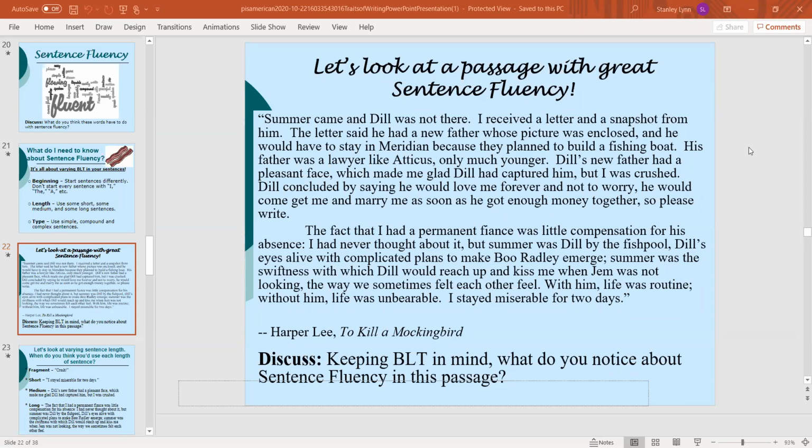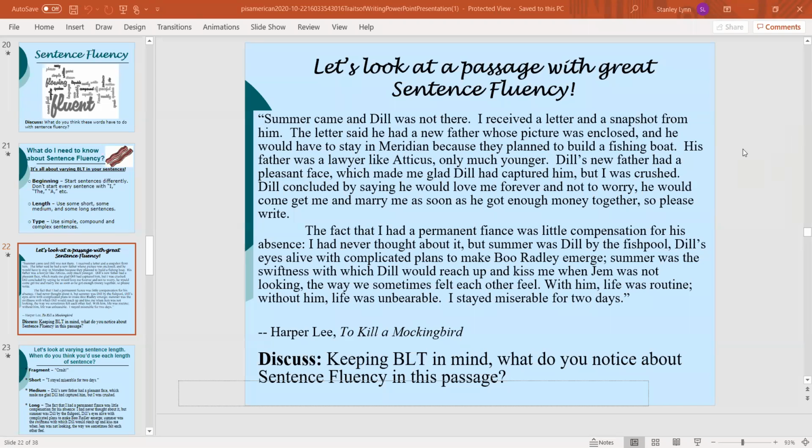I received a letter and a snapshot from him. The letter said he had a new father whose picture was enclosed and he would have to stay in Meridian because they planned to build a fishing boat. His father was a lawyer like Atticus, only much younger. Dill's new father had a pleasant face, which made me glad Dill had captured him, but I was crushed. Dill concluded by saying he would love me forever and not to worry. He would come get me and marry me as soon as he got enough money together. So please write.